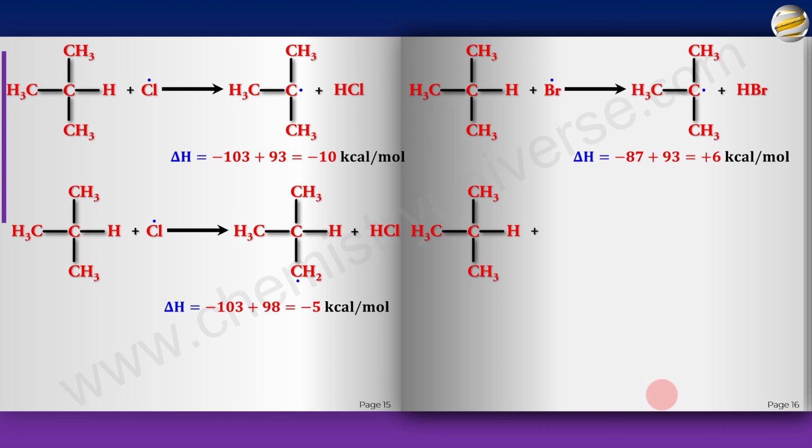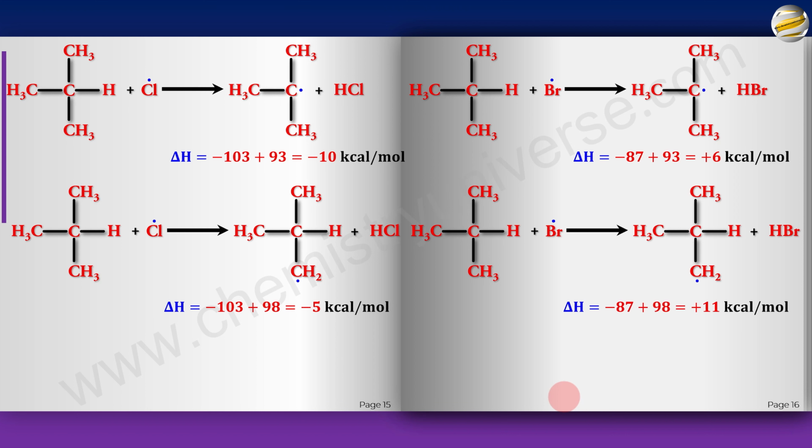What happens with primary? How much is required to break the primary CH bond? 98. How much is formed? 87. Rather, it will be more positive. This will be even more positive. And therefore, this is positive 11 kcal.